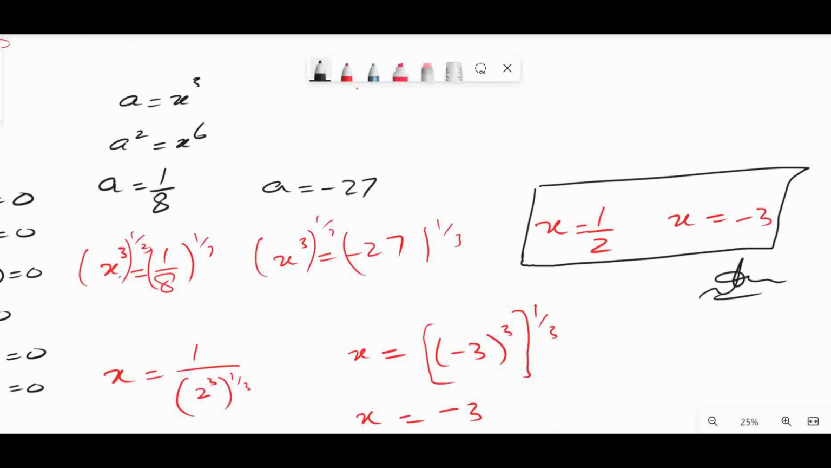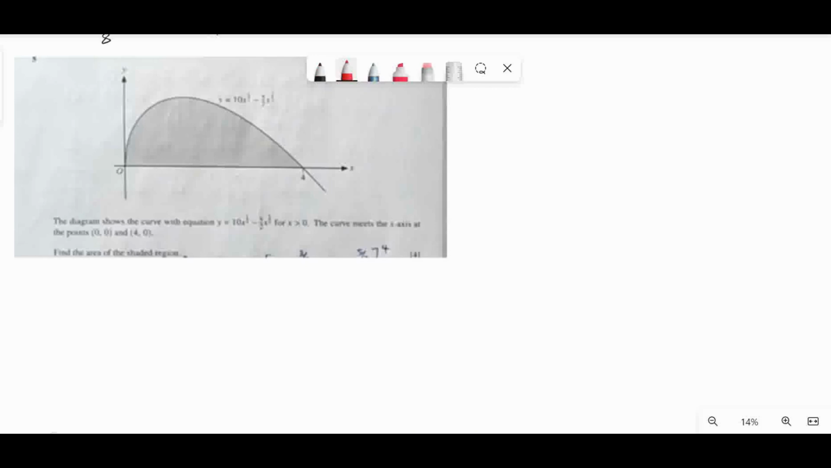Question number 5. Now this is question number 5. The diagram shows the curve with the equation this.